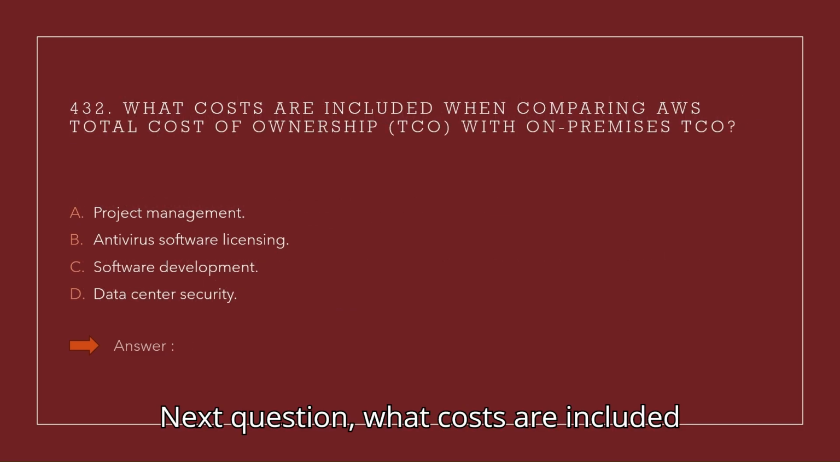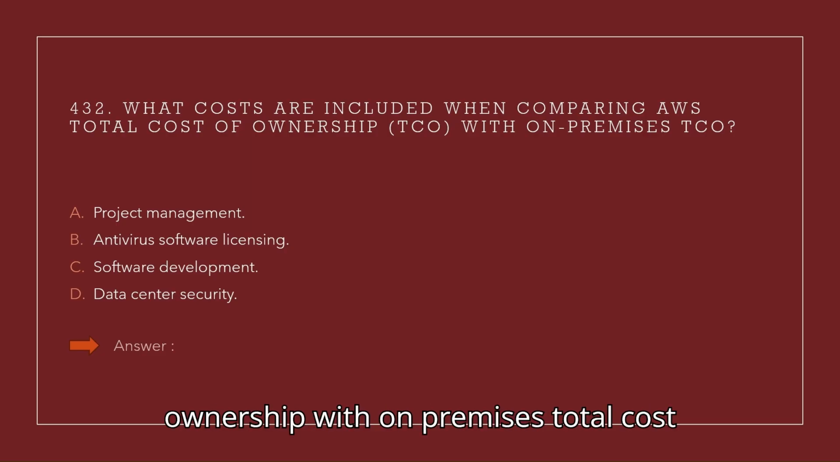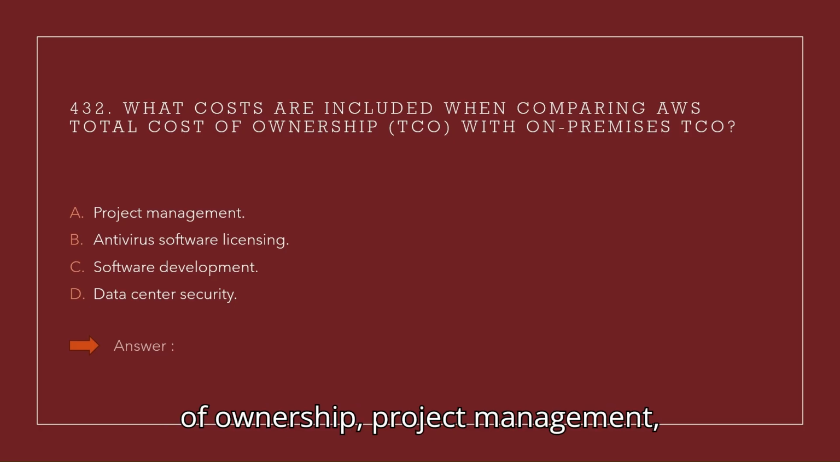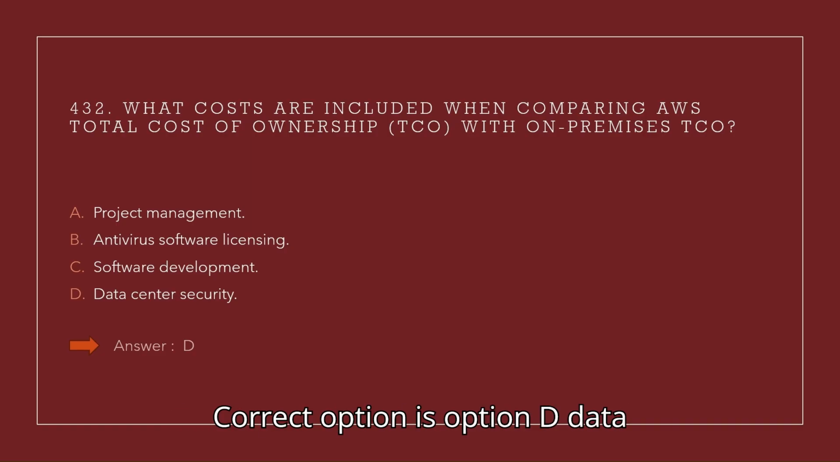Next question. What costs are included when comparing AWS total cost of ownership with on-premises total cost of ownership? Project management, antivirus software licensing, software development, or data center security? Correct option is option D, data center security.